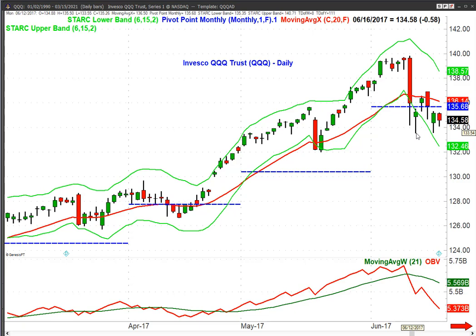So what was the interpretation at that point? Well, first of all, you have to look below there. You can see the OBV turned very negative. So that was a sign that there was quite heavy selling on this decline and that the decline was likely to continue.